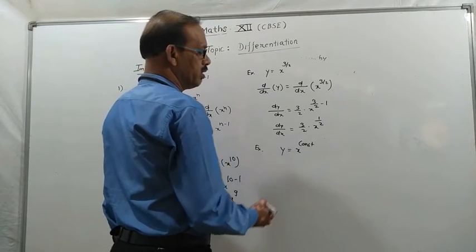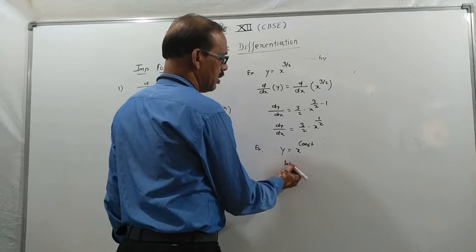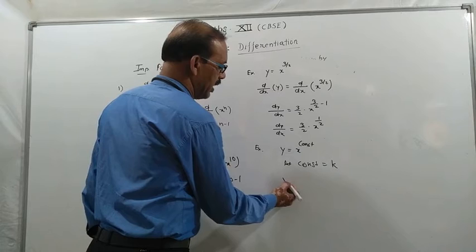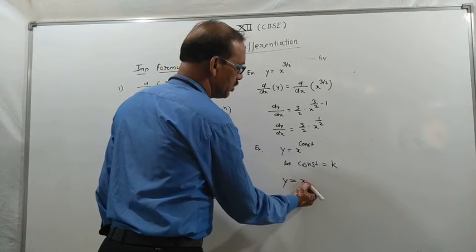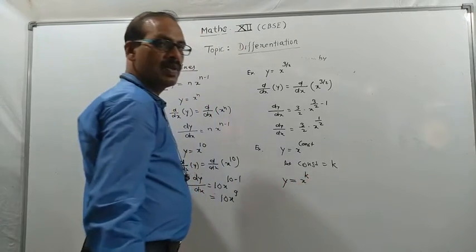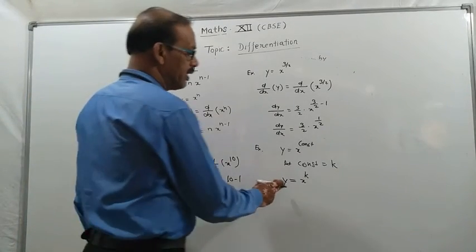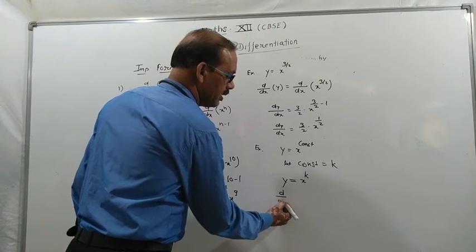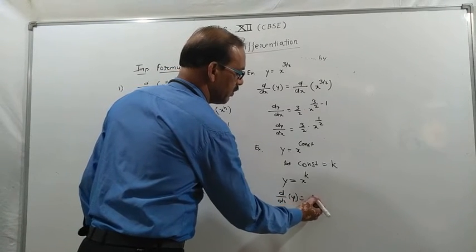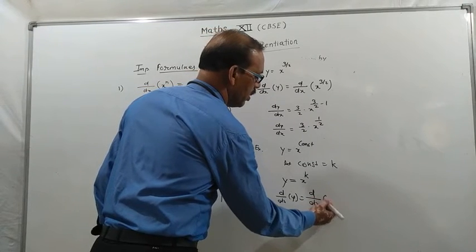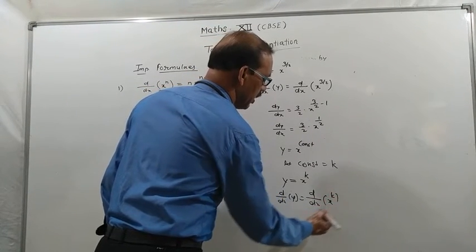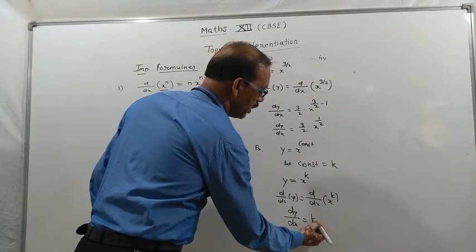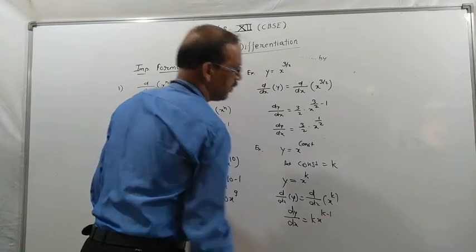Let us consider that constant as k. Let the constant be equal to k. So we can write y is equal to x to the power k. Okay. So we take the derivative of both sides using the formula, that is d/dx of the left hand side is equal to d/dx of x to the power k. That we obtain dy/dx is equal to k x to the power k minus 1.